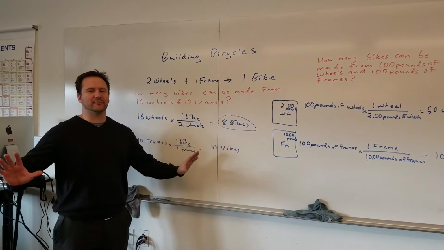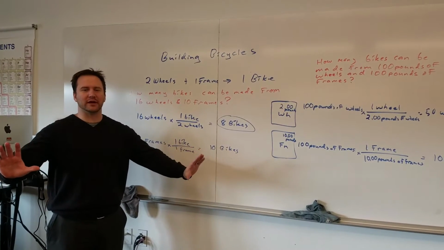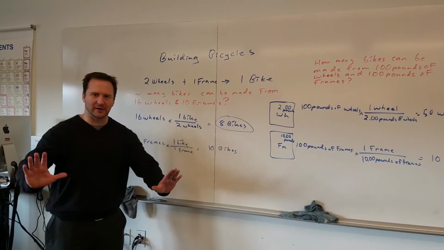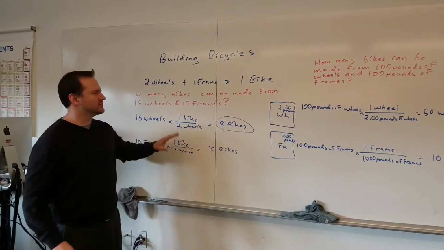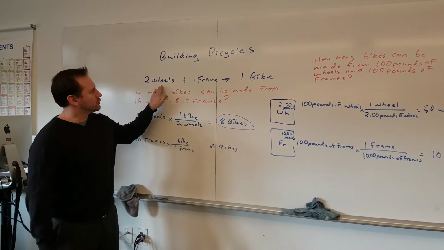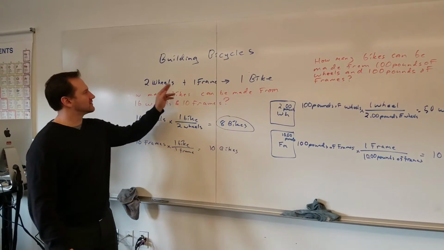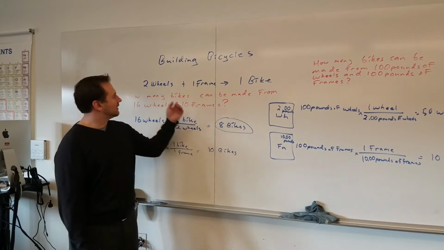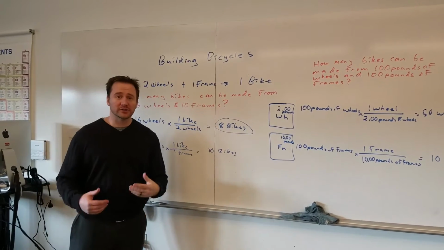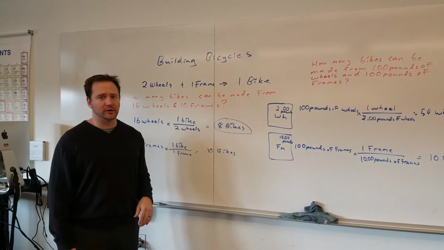Now, assuming you have plenty of gears, chains, and brakes, and every other thing that goes into a bike that I know you're thinking, yeah, but that's not listed there. Just to simplify it, for every 2 wheels you combine with 1 frame, you can make 1 bike. So you have 2 reactants coming together to make a product. And they come together in a specific ratio, which is much like the chemical reactions we've learned about already.